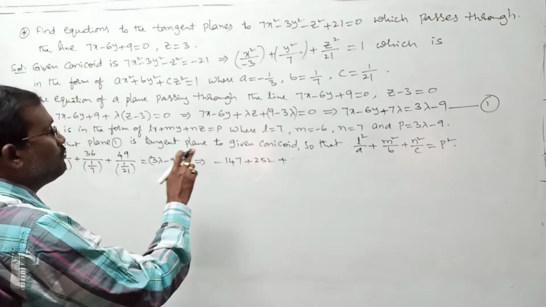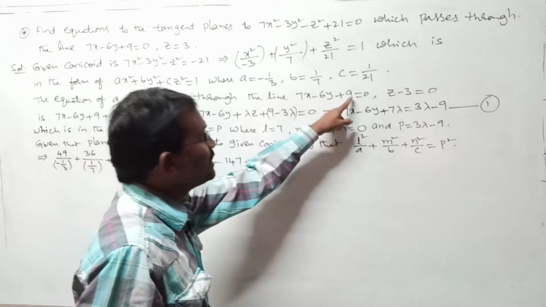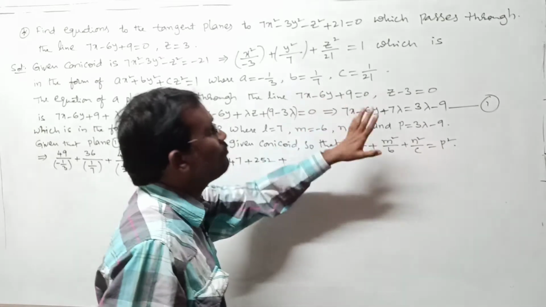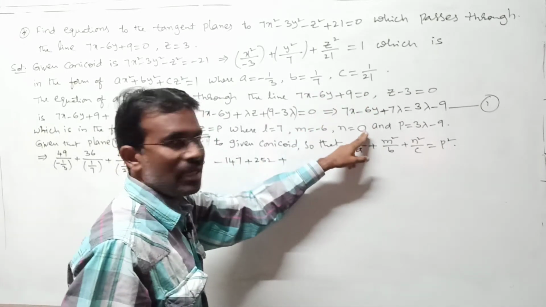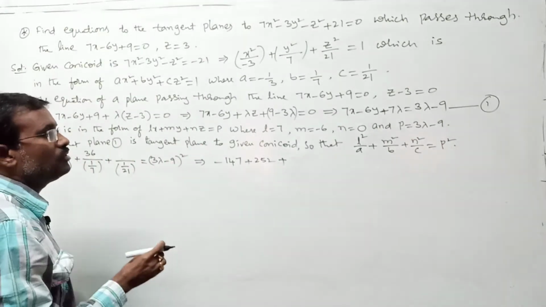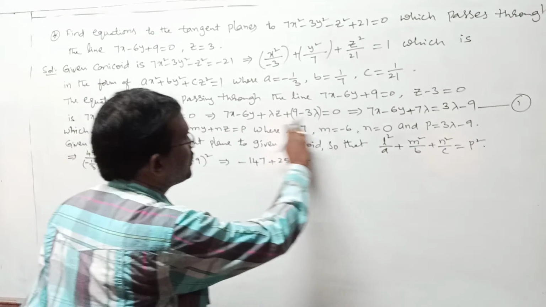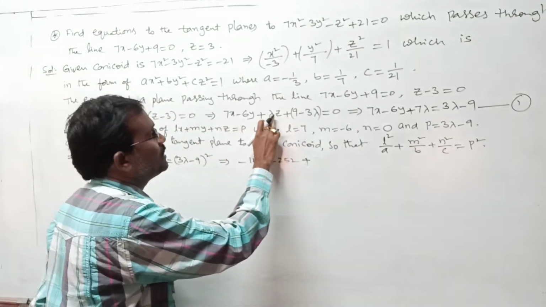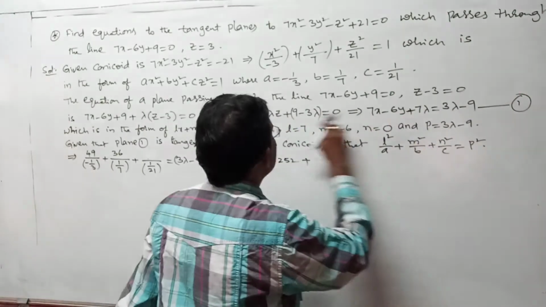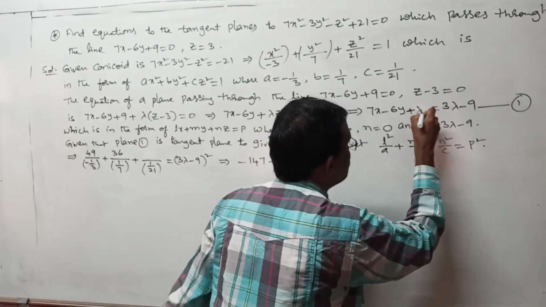The N value is 0 actually, because there is no z term here. In the form Lx plus My plus Nz equal to P, there is no z term, so the N value is 0. Let us see, this is the actual plane, Lx plus My plus Nz equal to P. What is N here? It is 7x minus 6y plus lambda z actually. Here I took it wrong. Lambda z.